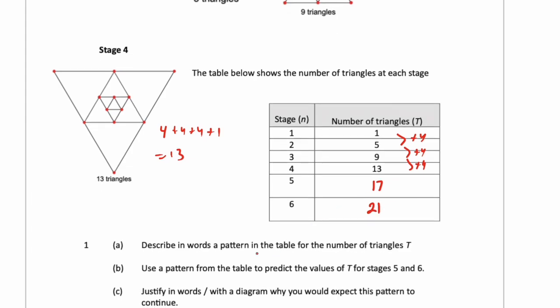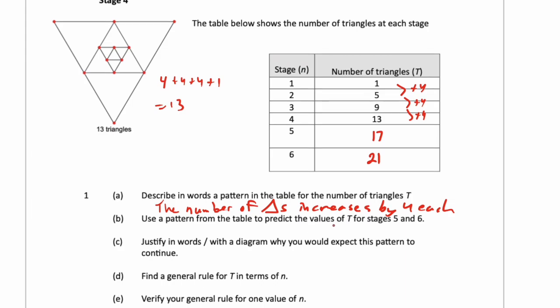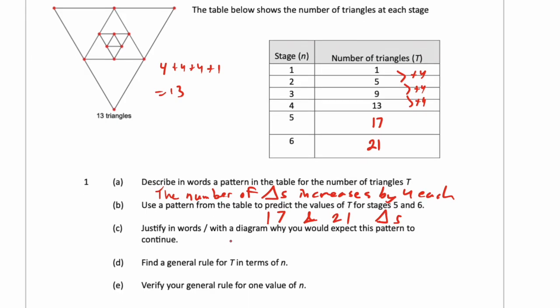Describe in words what's happening. Well, the number of triangles increases by 4 each time. Okay, use the pattern to make predictions for stages 5 and 6. Well, I already did that. It's 17 and 21 triangles. Justify in words with a diagram. Why would you expect this to continue?